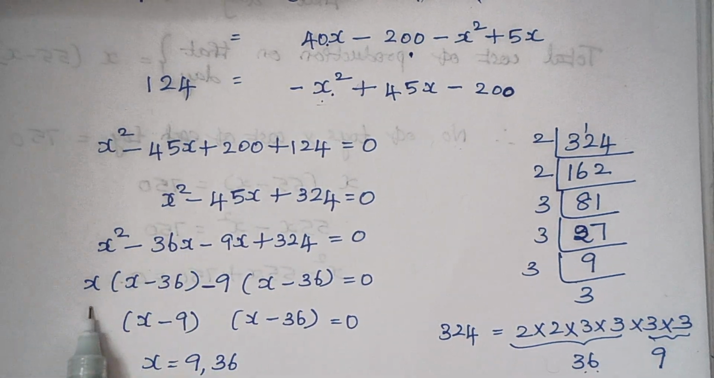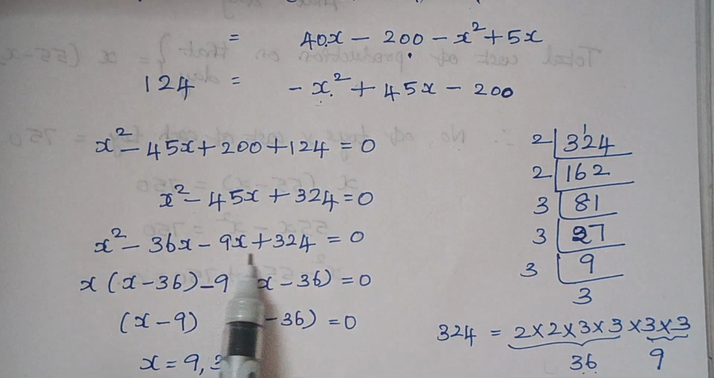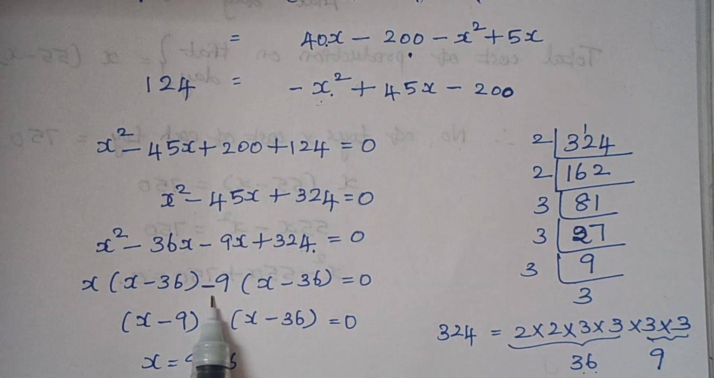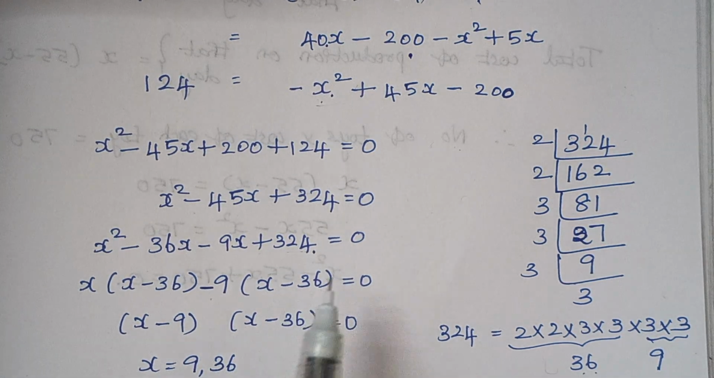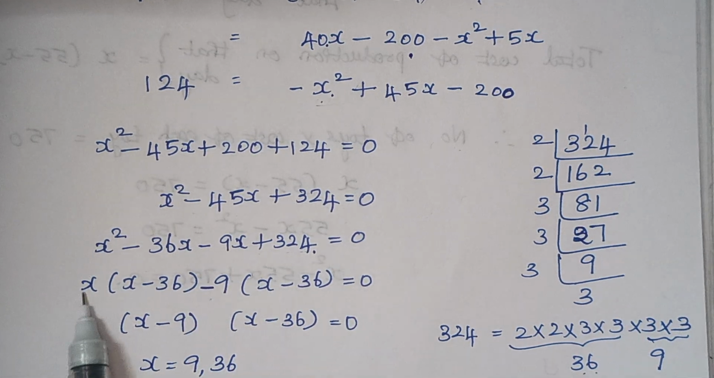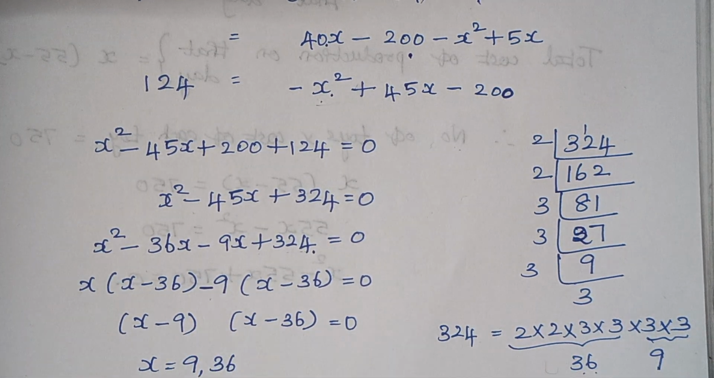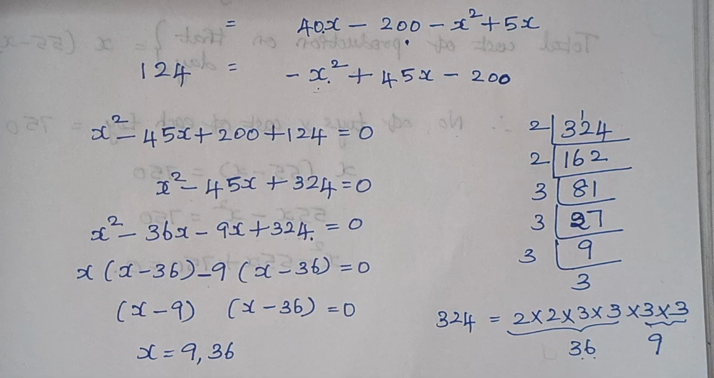So once you solve, we can take the term x outside. When you take x outside, the remaining term is x minus 36. And if you take minus 9 outside, we end up with again the same x minus 36. Now when you take this x minus 36 commonly outside, the remaining term is x minus 9. So once you solve, the value of x is calculated as 9 and 36.